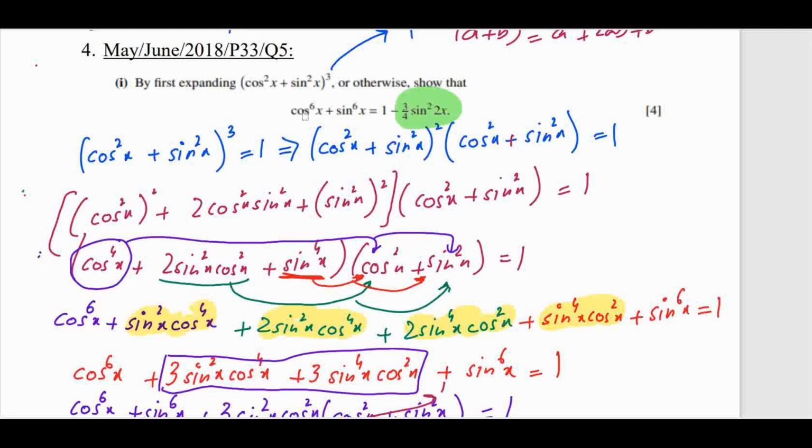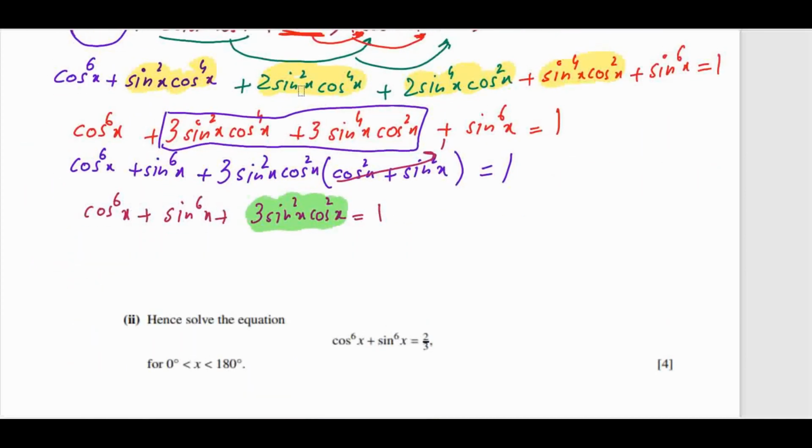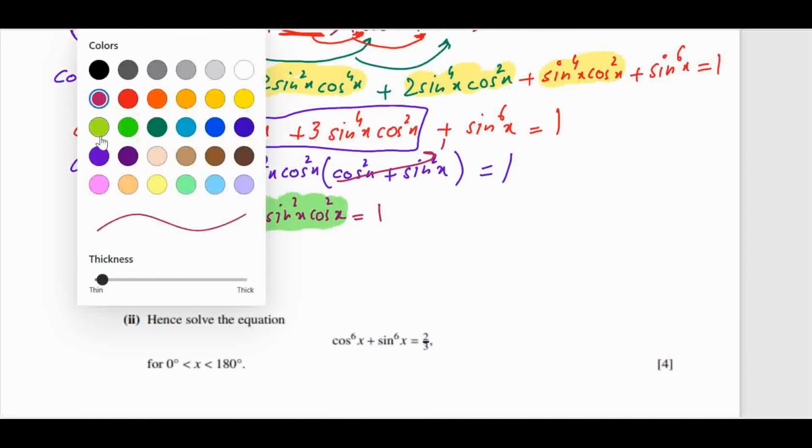Now here we can see cos 6x is also there, sin 6x is also there, 1 is also there, and this term was causing a bit of a problem. So the important thing is that here the identity is sine square of 2x. So let's see what the double angle identity for sine is.